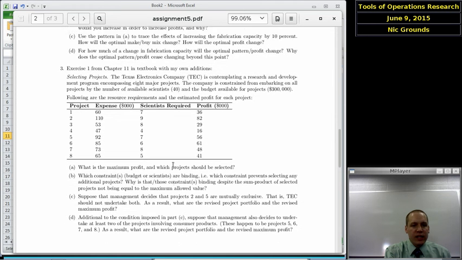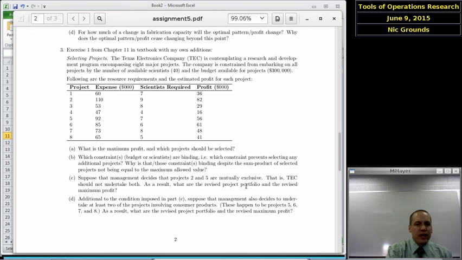Exercise number 3. This was a binary optimization problem. We want to pick and choose which of 8 projects to undertake. So we either choose to do it or not. It's a binary decision, 8 decisions, one for each project.